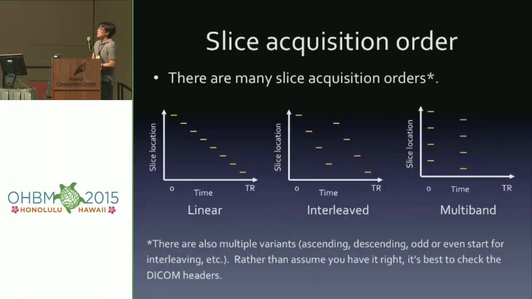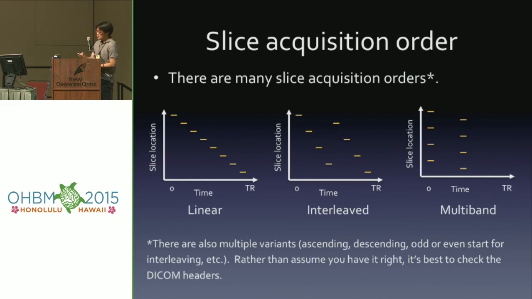Okay, so how many slice acquisition orders are there? There are many. There are ascending order, descending order, and interleaved order. And interleaved order can start with even slices. They can also start with odd slices. So the key thing is to make sure you really know what slice acquisition order your data has. If you put in a wrong slice acquisition order, you cause more problems than not doing anything at all.